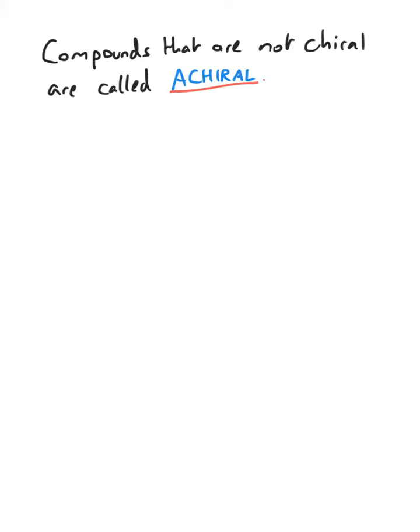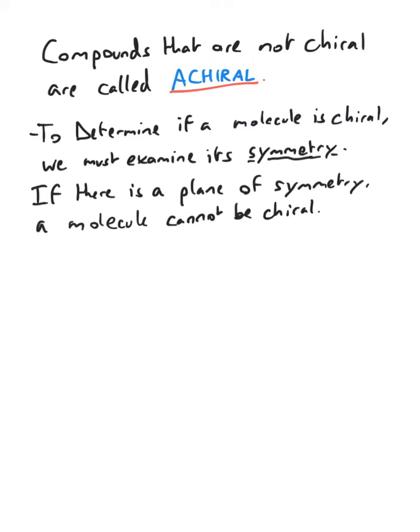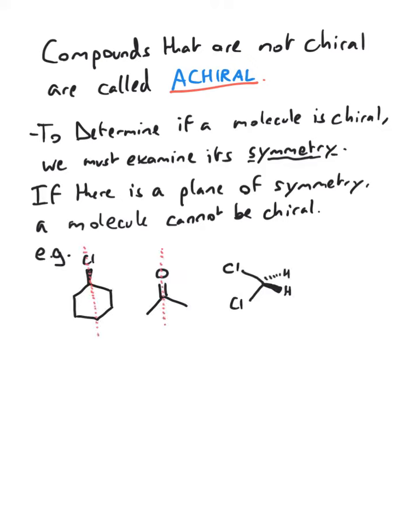Compounds that are not chiral are referred to as achiral. To determine if a molecule is chiral, we must examine its symmetry. If there is a plane of symmetry, a molecule cannot be chiral. So if you see symmetry, it is achiral. As you can see in these 3 structures, there's clearly a plane of symmetry. Note that in the dichloromethane, the line of symmetry is along the plane of the screen.